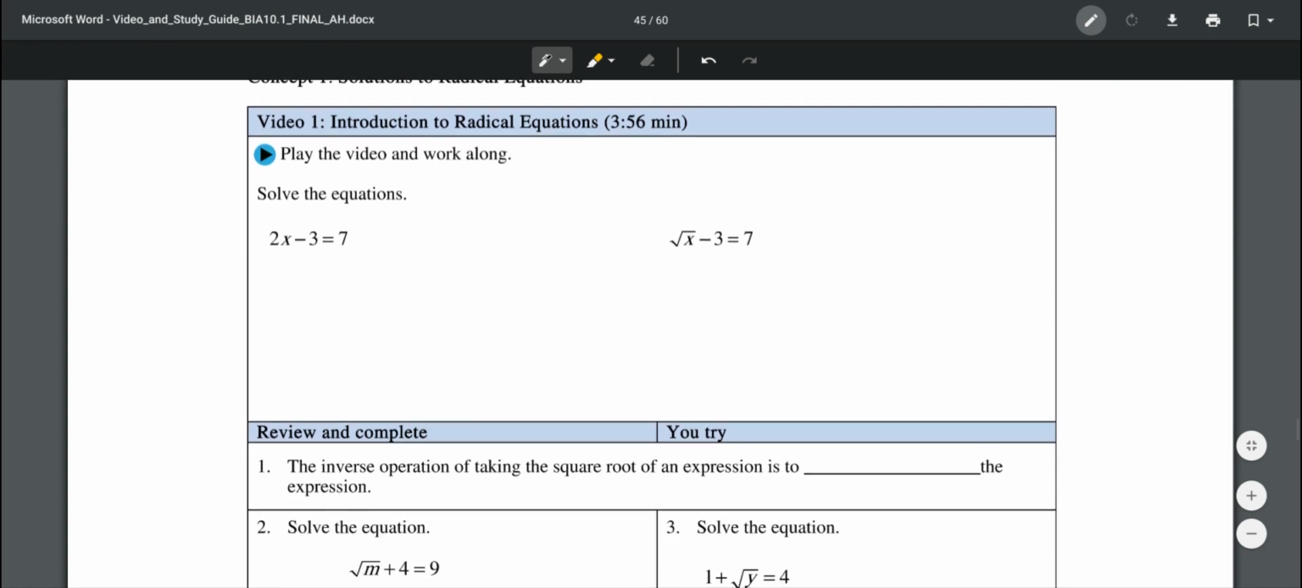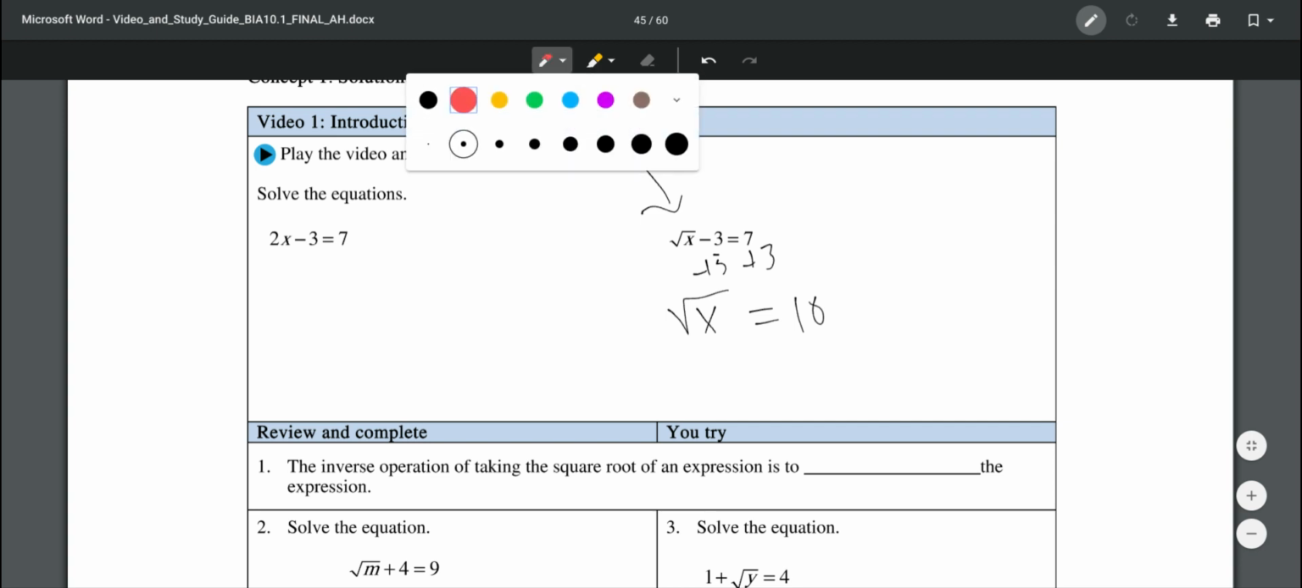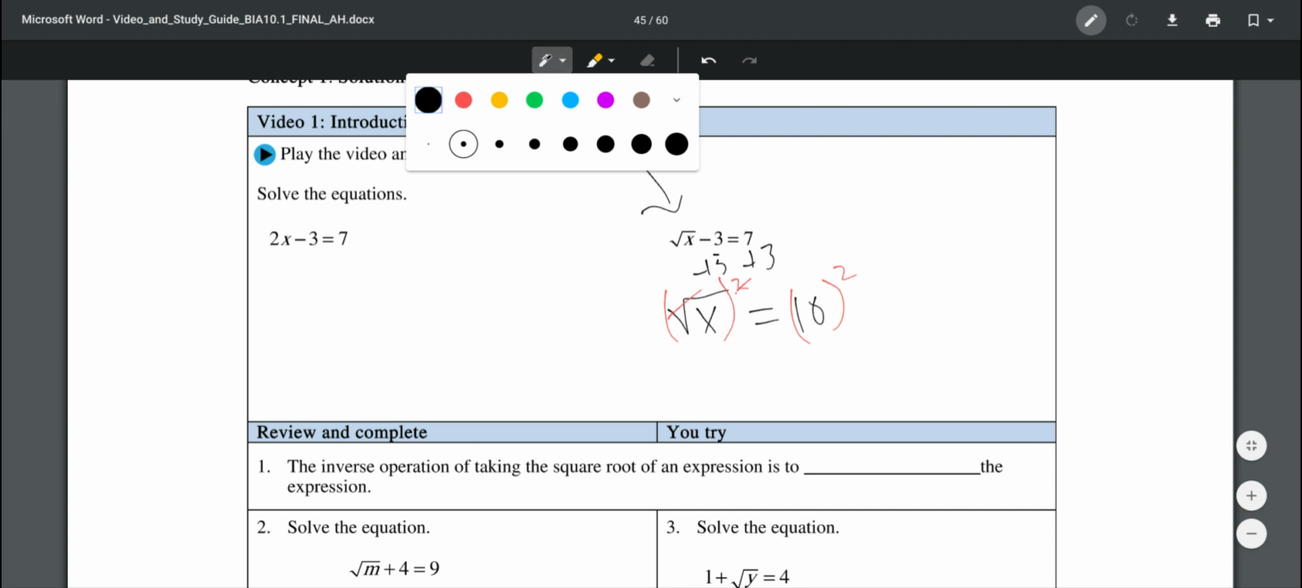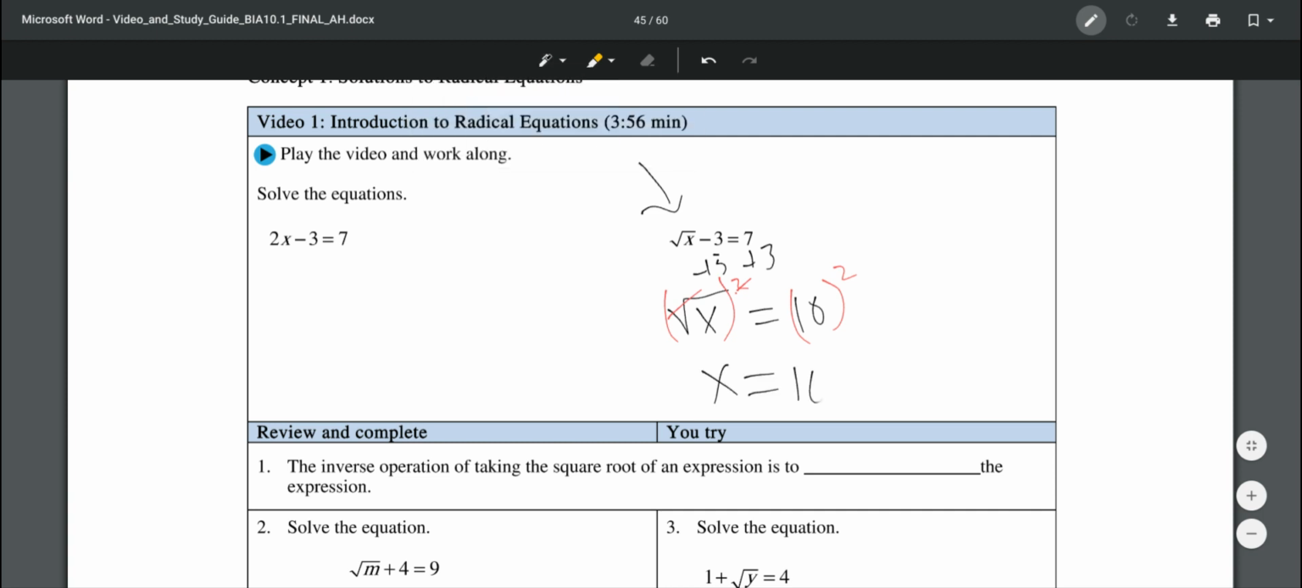So in order to solve a radical equation, if you only have one square root, the first thing you want to do is isolate the square root. So here I have one square root of x, which means I want to isolate the square root of x. In order to do that, I'm going to add 3 to both sides. That gives me square root of x equals 10. And once I get the radical isolated, I'm going to square both sides, because the square will cancel the square root. And once I cancel the square root, I have x equals 100.